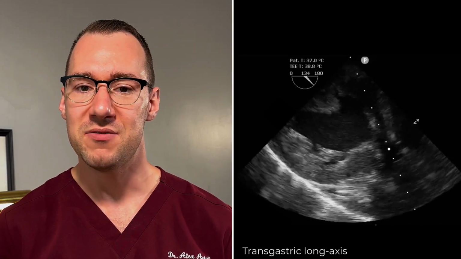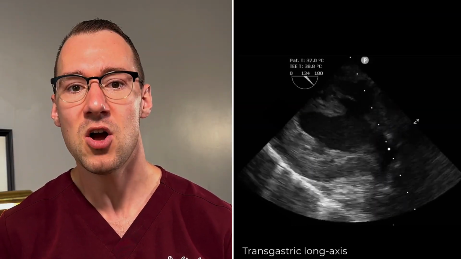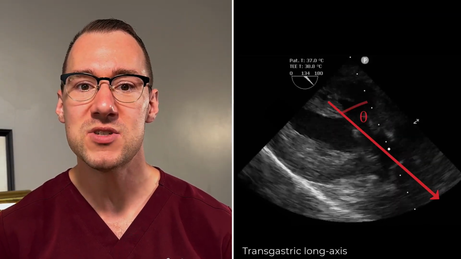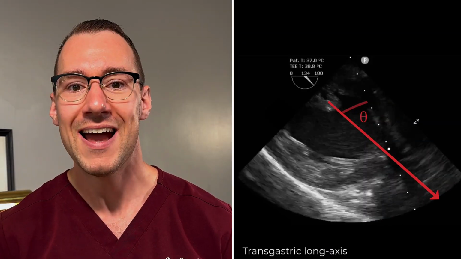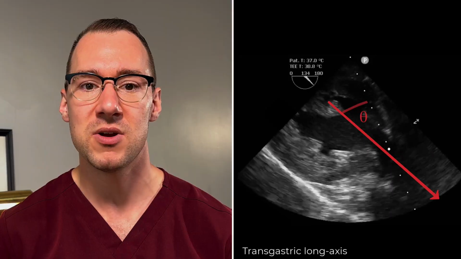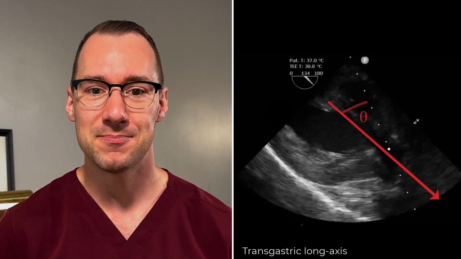We may need to advance or withdraw the probe a little bit to best align our Doppler signal with the direction of blood flow. It's important to note that we lose signal for each degree we are off from the true direction of blood flow, and it's not recommended that we take Doppler signals when there's a greater than 20-degree margin of error, as we will markedly underestimate the VTI.